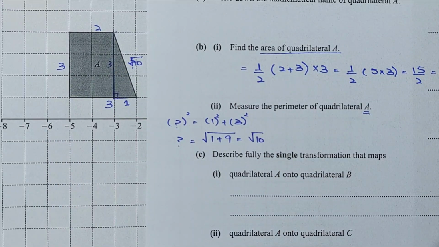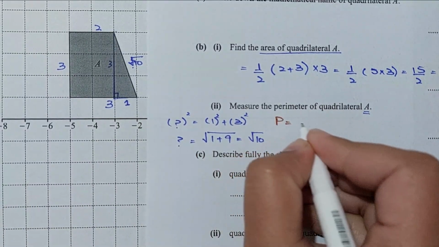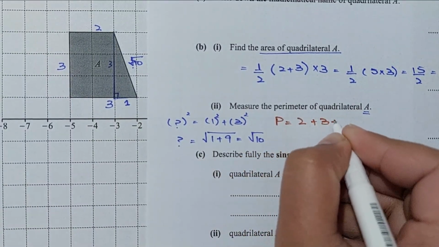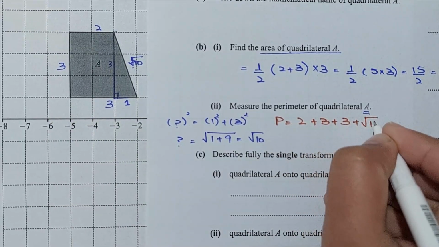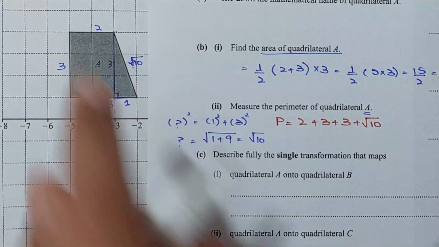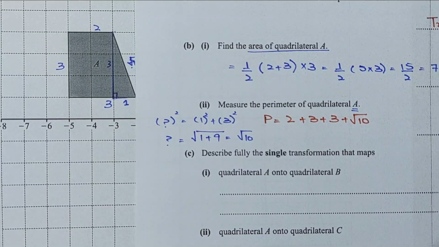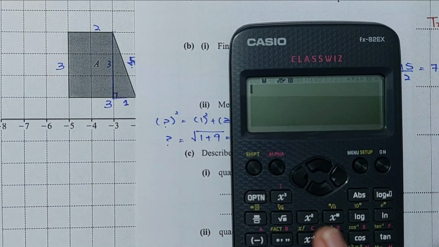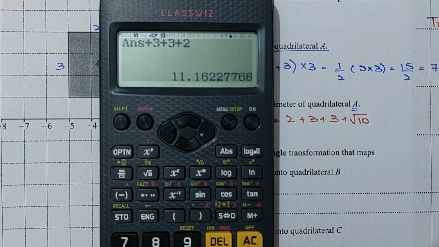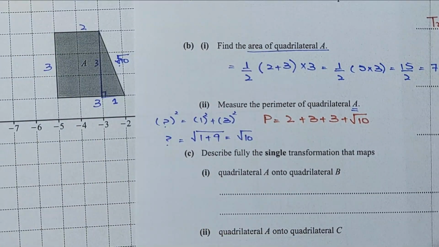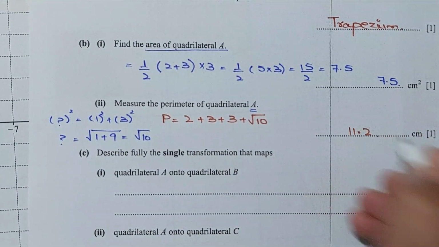Okay, now let's figure out the perimeter. So the perimeter becomes the sum of all sides. One side is 2, other is 3, other one is 3, and the slant one is root 10. 2, 3, 3, and root 10. So add them up. So this would be root 10 plus 3 plus 3 plus 2, 11.16, or 11.2 if I round it.